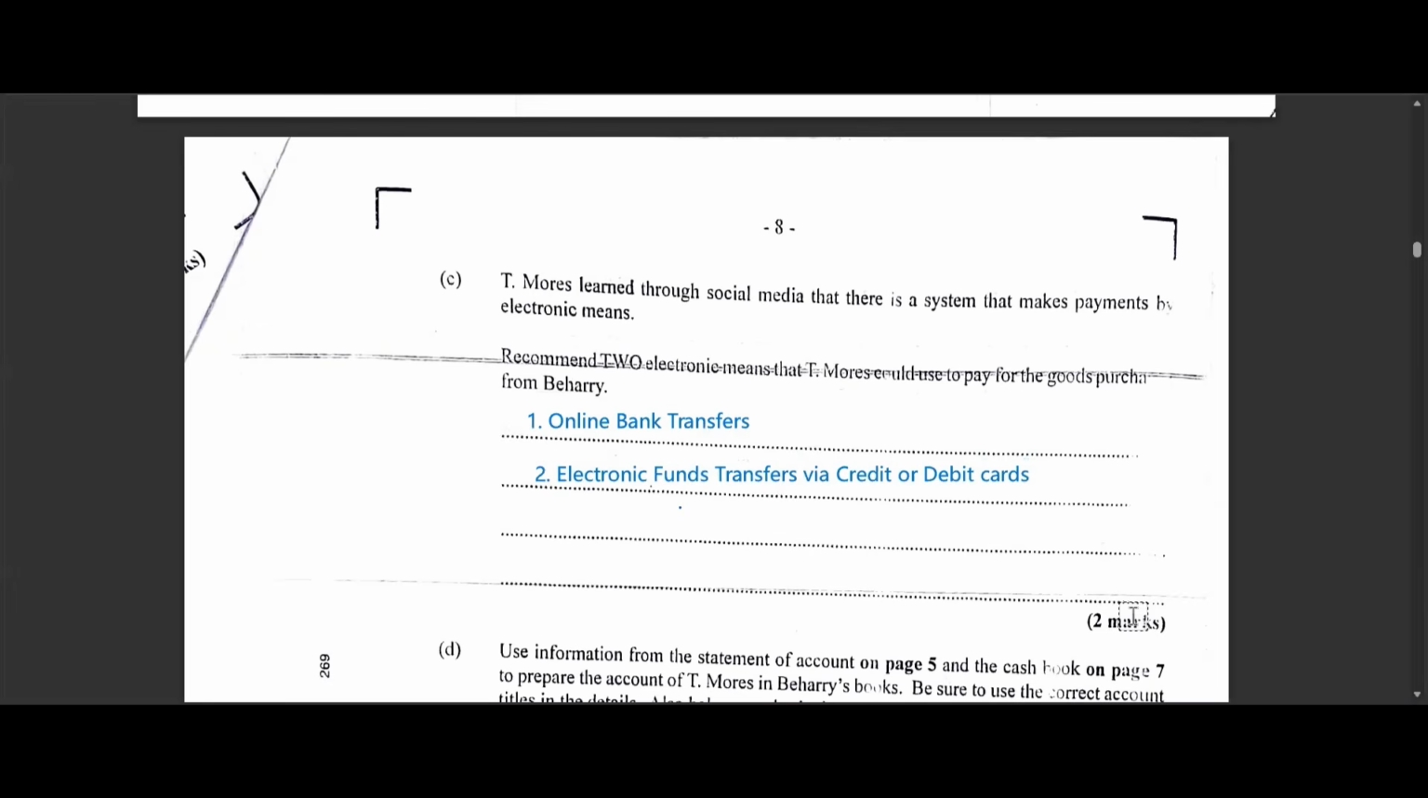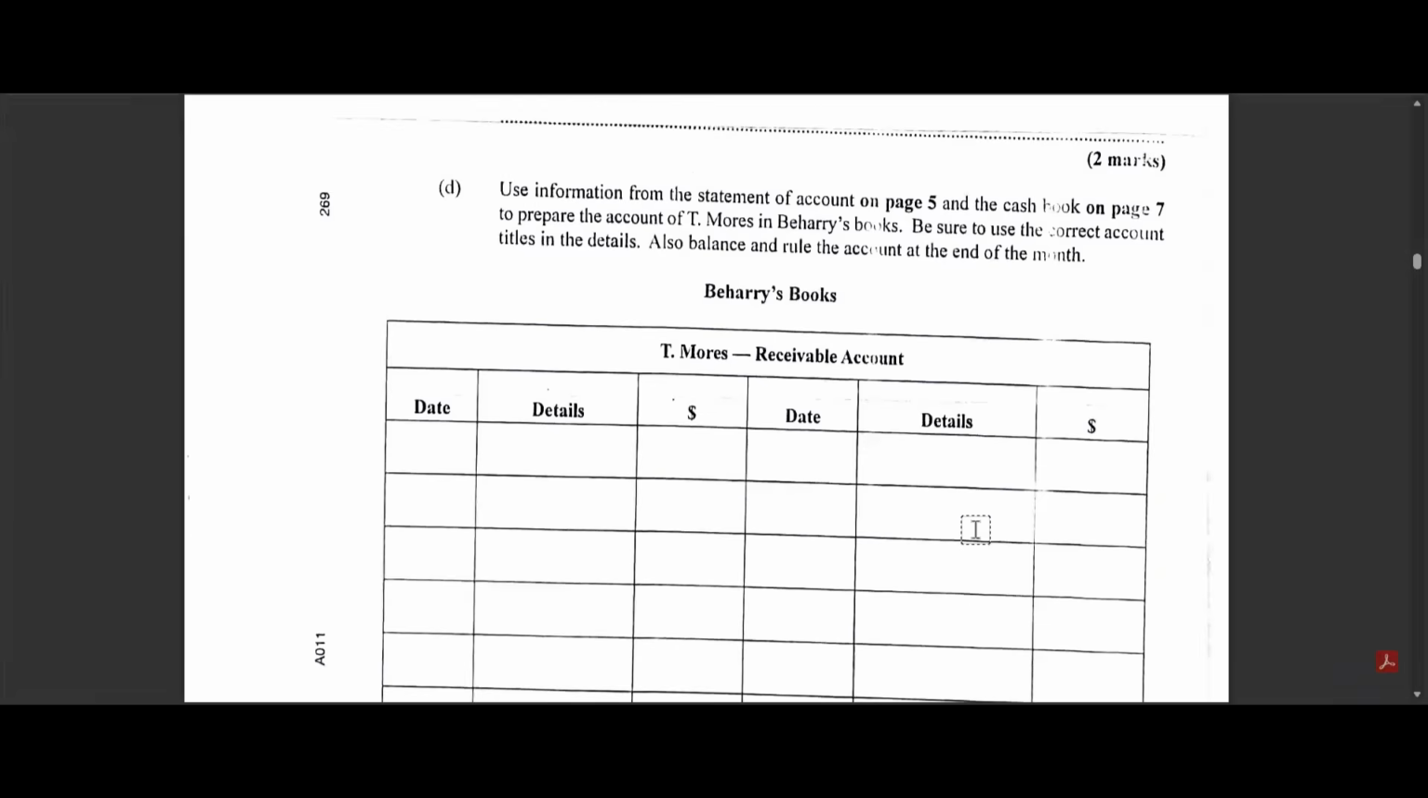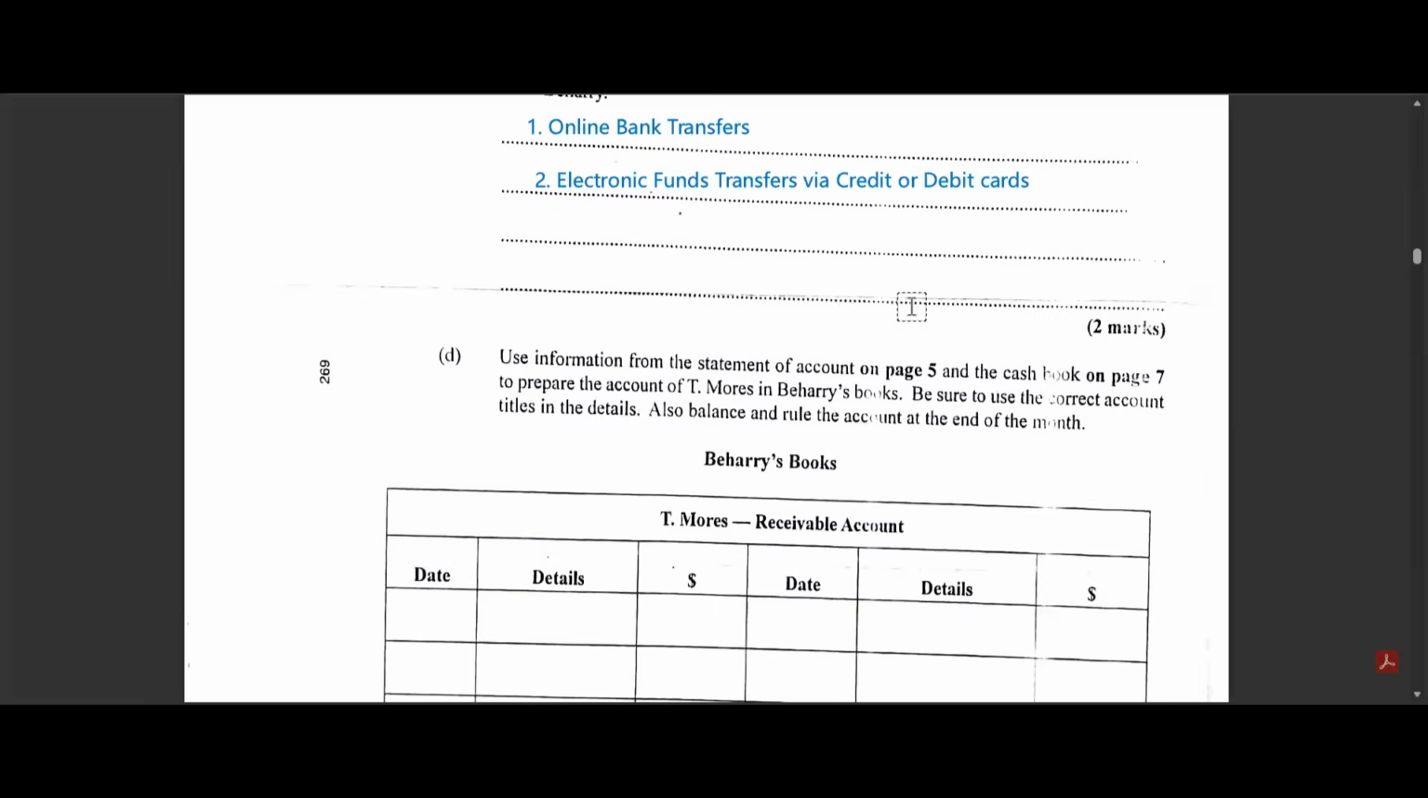Guys, got you there with that one as well, not a problem. Alright, time to move on to part D. Now part D, let's see what's going on here. Use the information from your statement of account on page 5 and the cash book on page 7 to prepare the account of TMOs in Bihari's books. Be sure to use the correct account titles and the details, also balance and rule the account at the end of the month. So this is TMOs debtors account in Bihari's books.